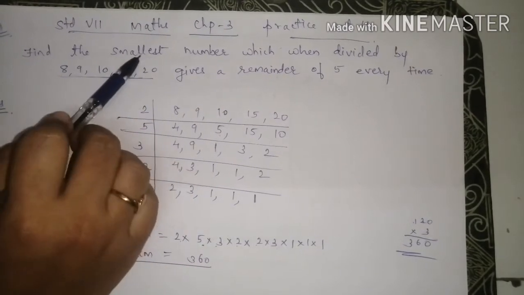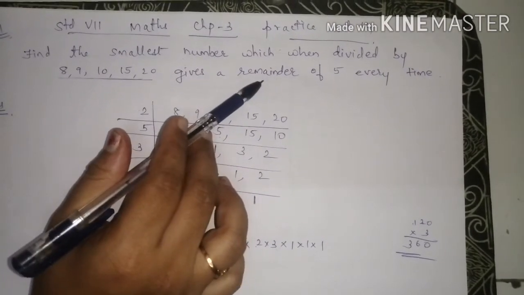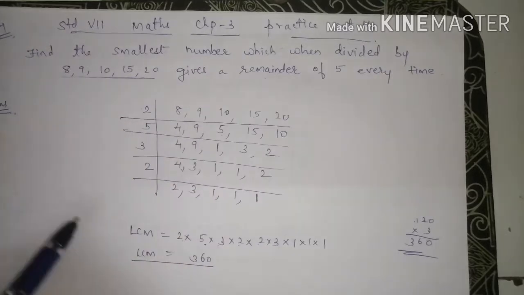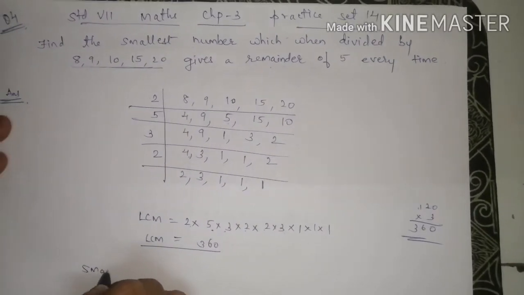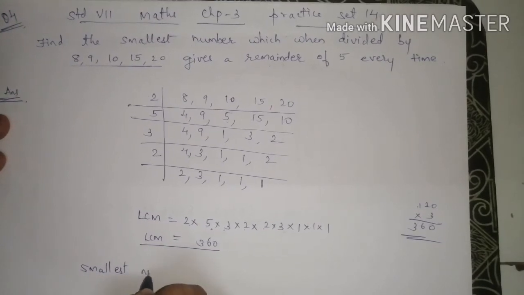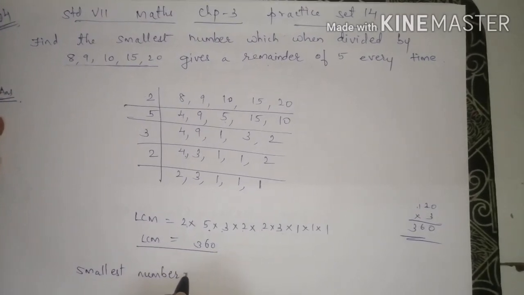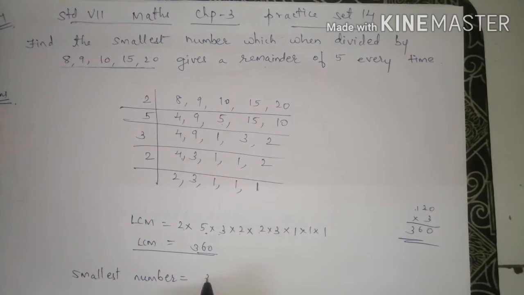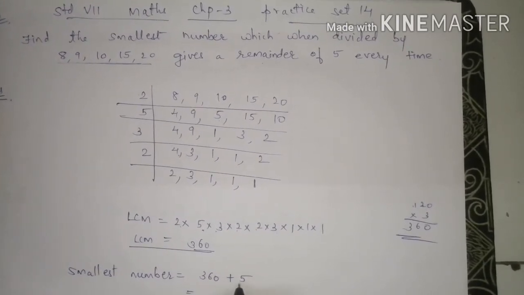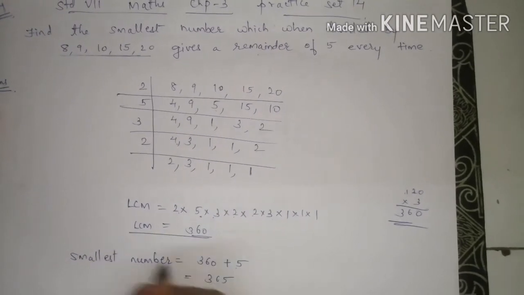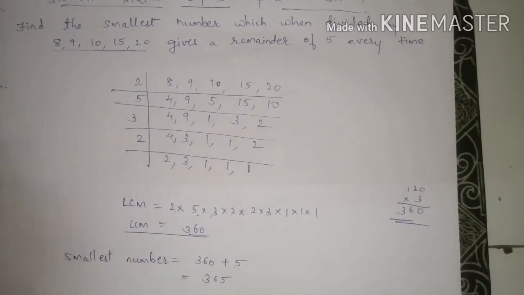Now we have to find the smallest number which, when divided by these numbers, gives a remainder of 5. That smallest number will be, children, this LCM which we got, 360, plus we have to add 5. So 360 plus 5 gives you 365. So that smallest number is 365.